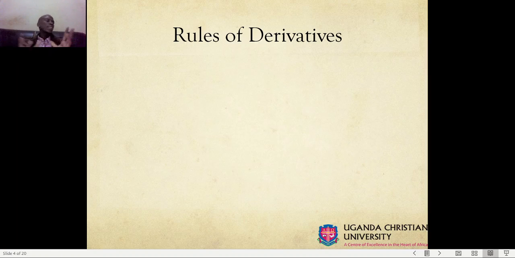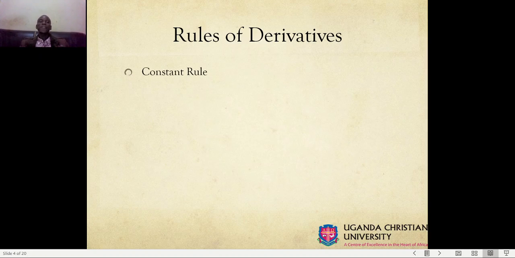Like any science, we begin with the rules. So we're going to look at those rules which guide us when we are dealing with derivatives.